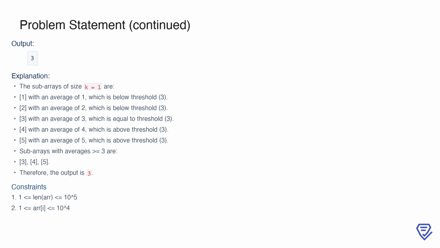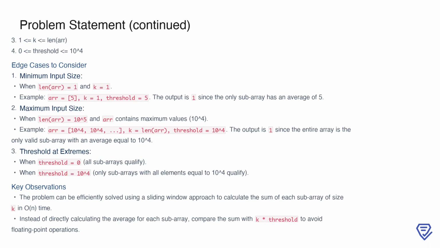This illustrates that when k equals 1, the problem simplifies to counting the elements in the array that are greater than or equal to the threshold. To solve this problem efficiently, we need to consider various constraints and edge cases. The constraints specify that the array length can go up to 100,000, and each element can have a value up to 10,000. Additionally, the size of the subarray, k, can range from 1 to the length of the array, and the threshold can range from 0 to 10,000.